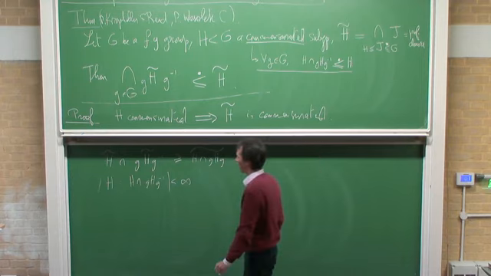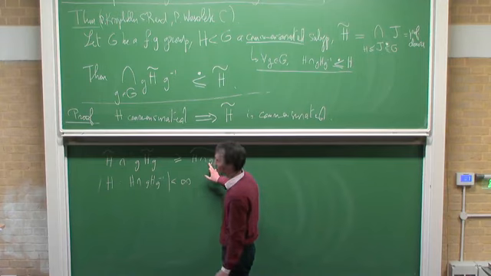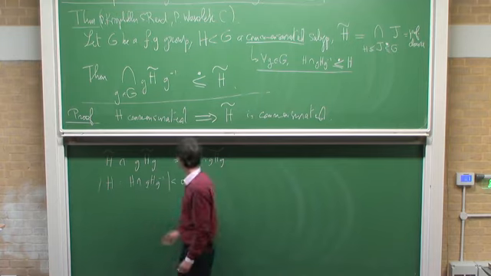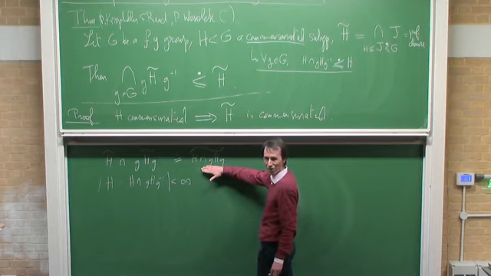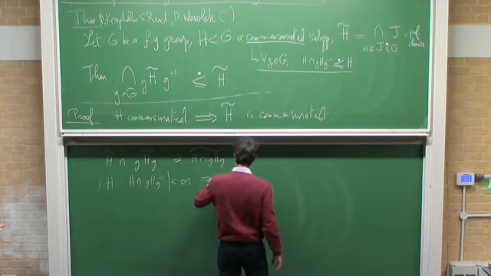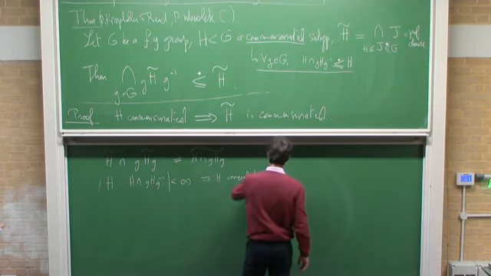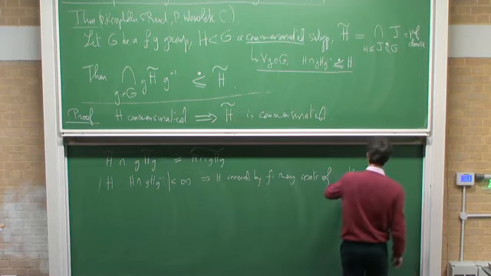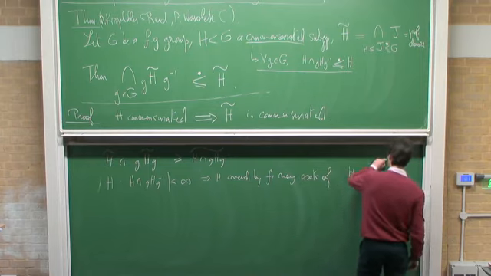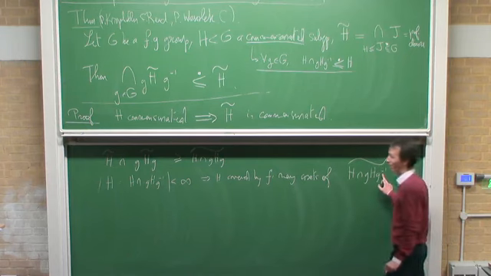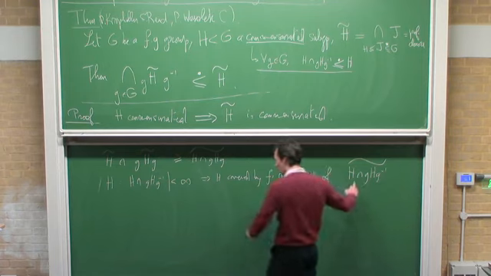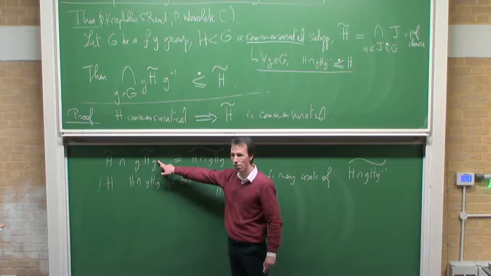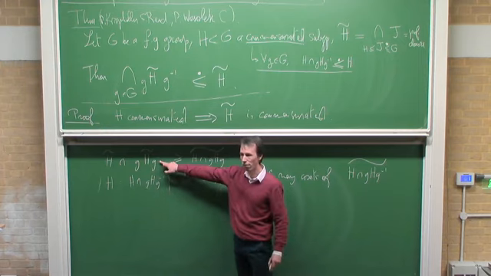Okay. But then a finite union of cosets of this will cover also H. But a finite union of closed things is closed. So H tilde is also covered by finitely many things. And so a fortiori, it's covered by finitely many cosets of a bigger one.